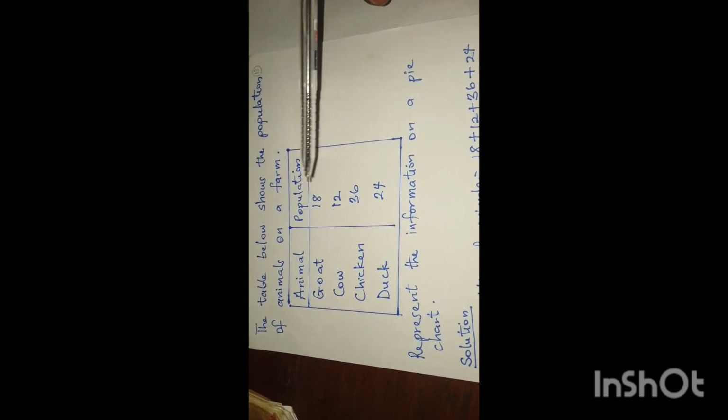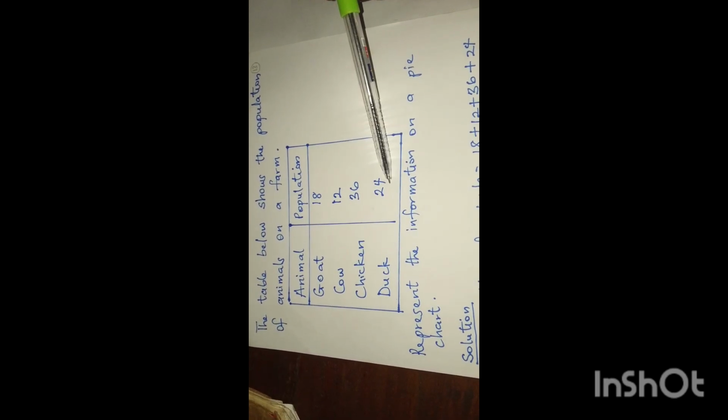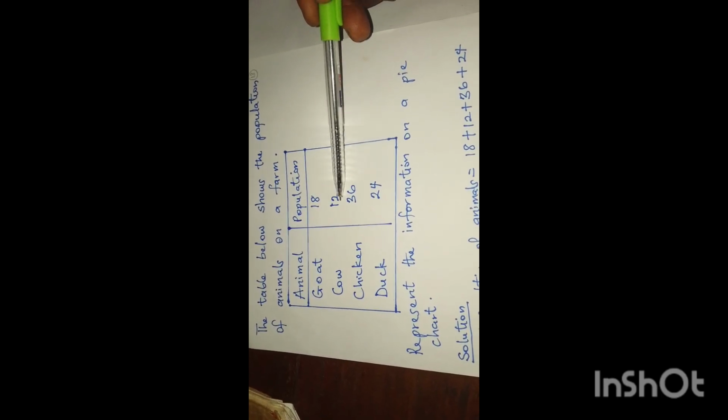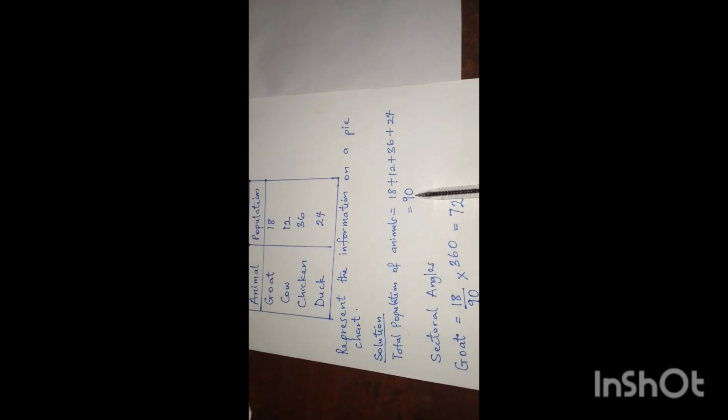So first of all, we must know the total population. So to know the population, you add 18 plus 12 plus 36 plus 24. This will give us 90. Then after this, you now look for the sectorial angle.